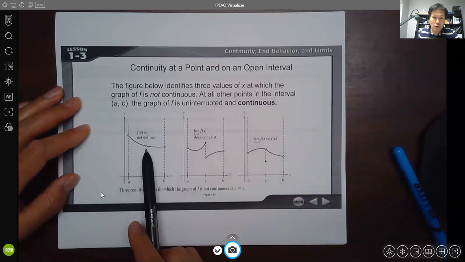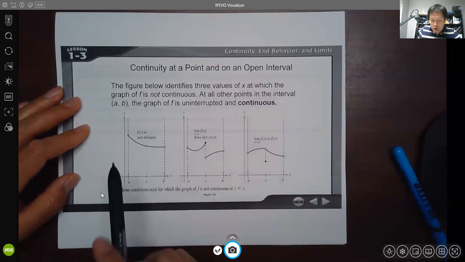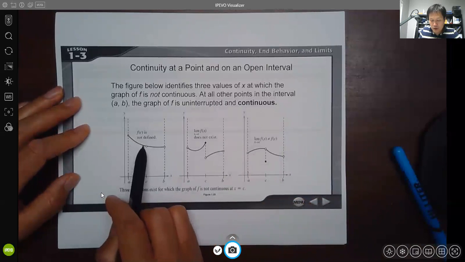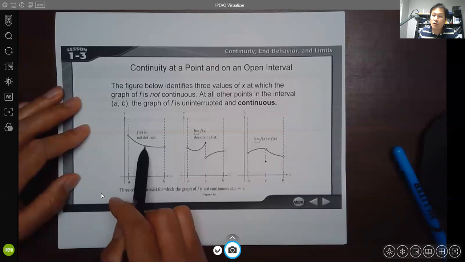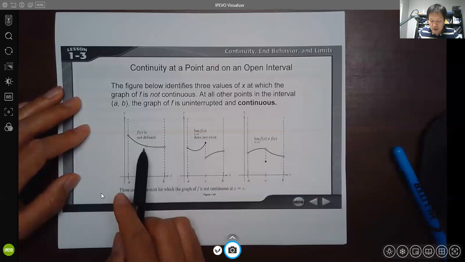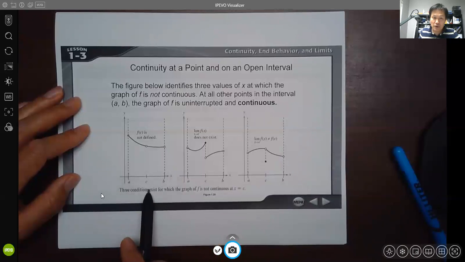Hole means there's no function value. So you can trace the curve here with your pencil, but you get stuck right here. There's a hole. You cannot move to the other section without lifting the pencil. So since there's a hole, you got stuck here. You cannot continue tracing the graph to the right-hand side. So it's discontinuous at this point.